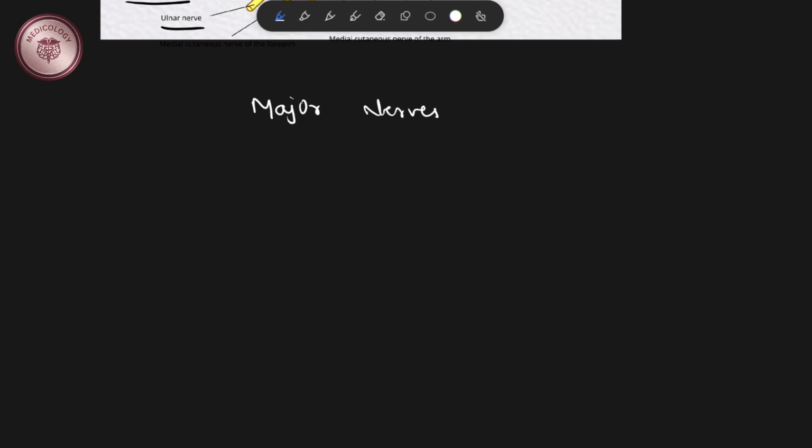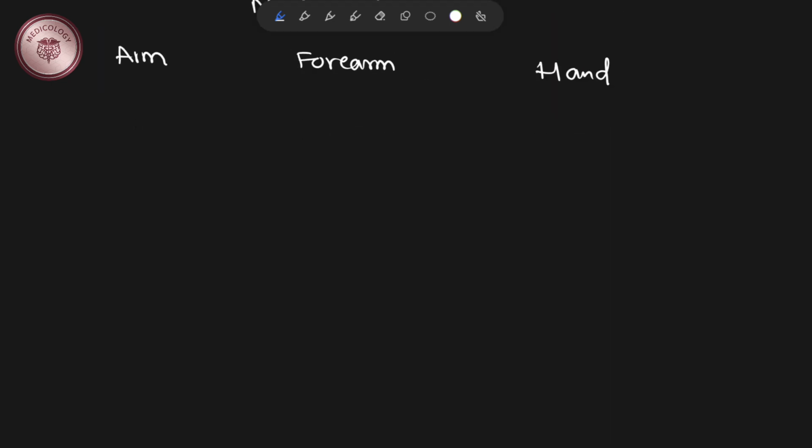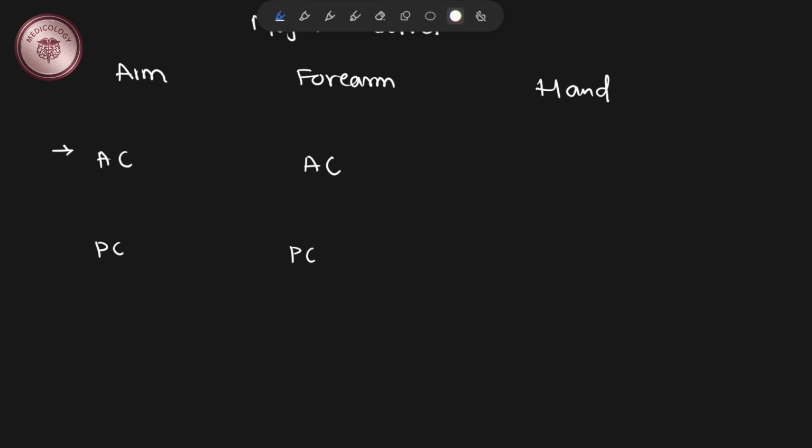Okay, so major nerves which are supplying the arm, forearm, and hand. In the arm, we have anterior compartment and posterior compartment. In the forearm also we have anterior compartment and posterior compartment. In the hand we don't have any compartment, we have only 20 muscles. So see, there is one rule.